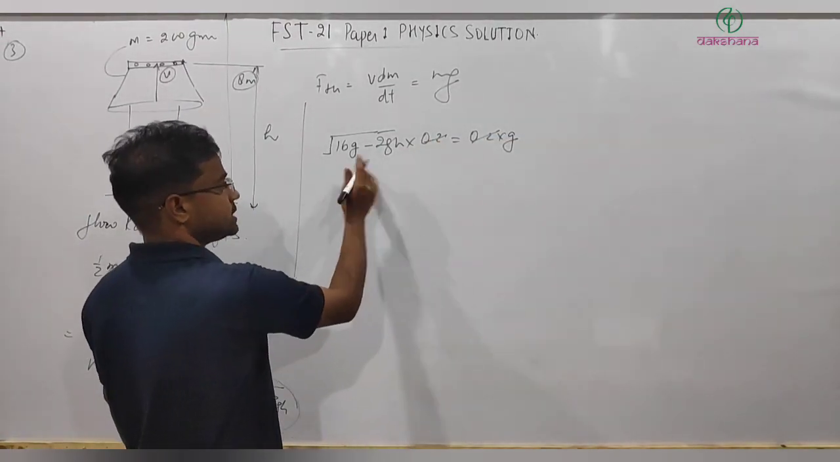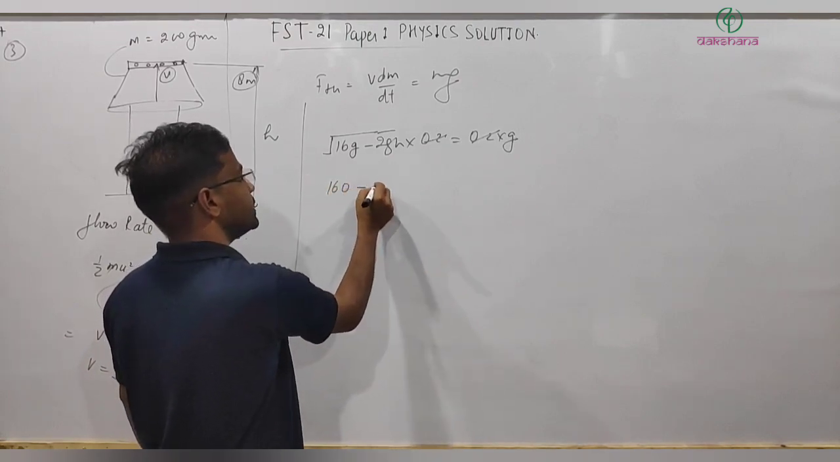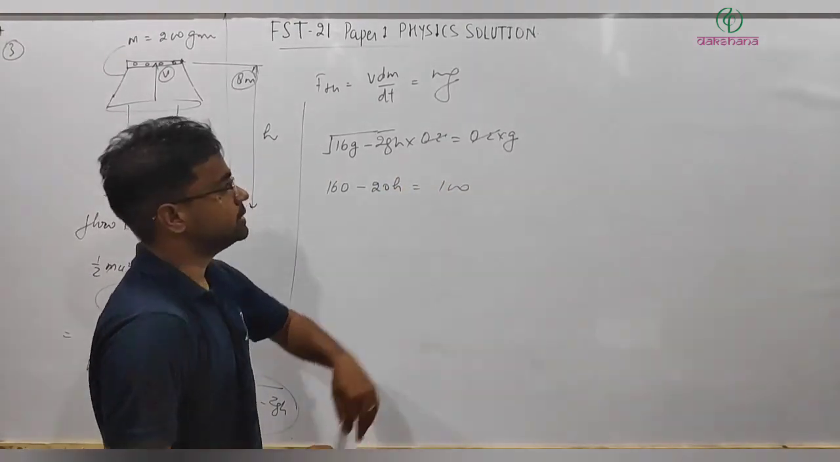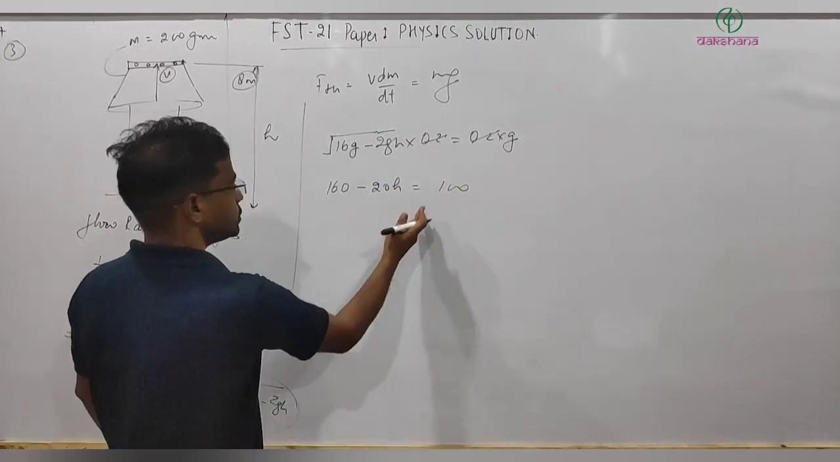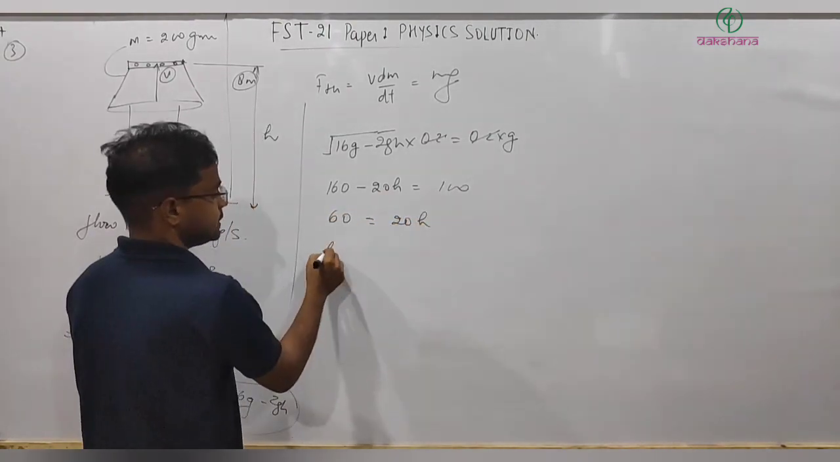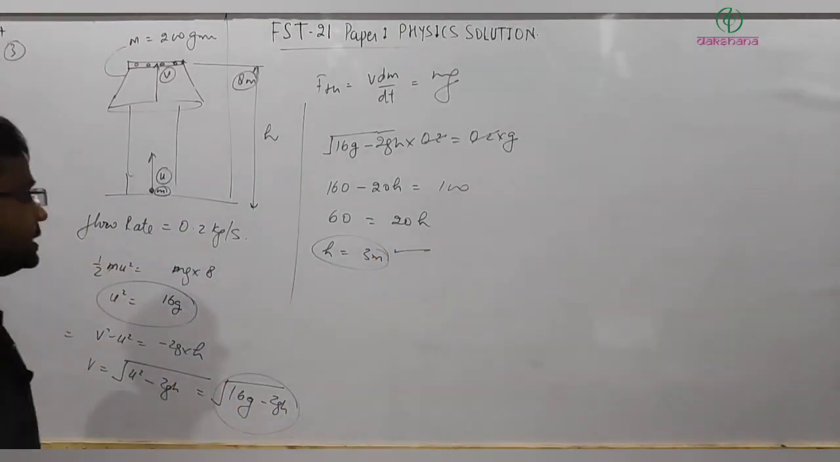Now we can simplify it, simply squaring it both sides. So it's 160 minus 20h is equal to what? 100, g square. g I am taking as 10. So taking it this side, 60 is equal to 20 into h. This implies h is equal to 3 meter. So that is your answer for problem number 3.